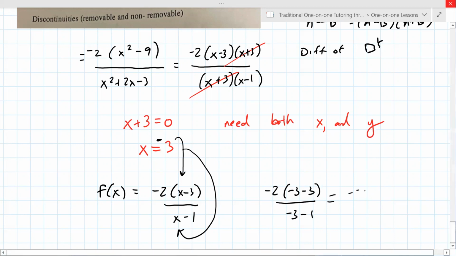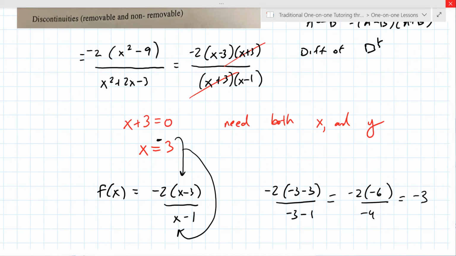Okay, so you got -2 times -6 over -4. This one works out nicely. 12 over -4 is -3. So it could be that both the x and the y values are the same. Sure, no reason not to.